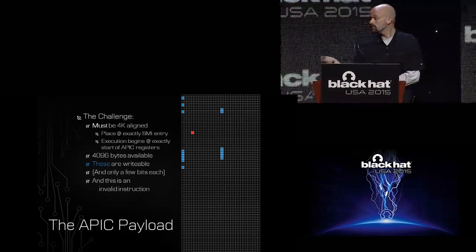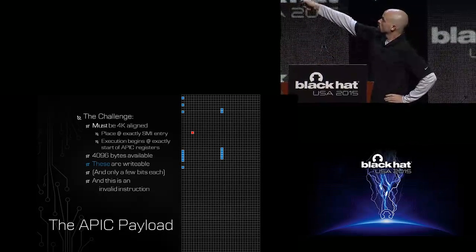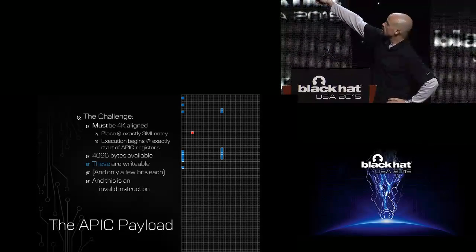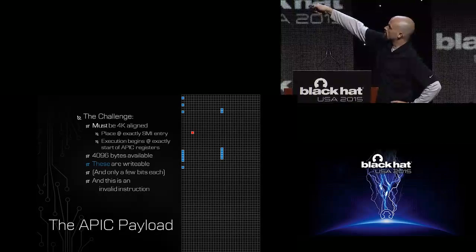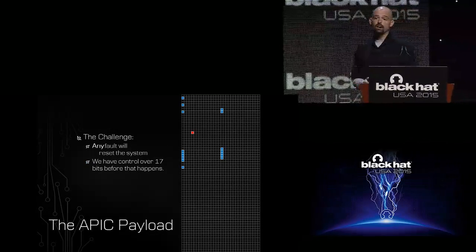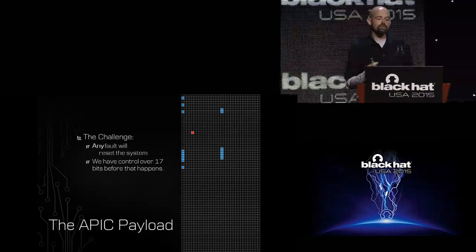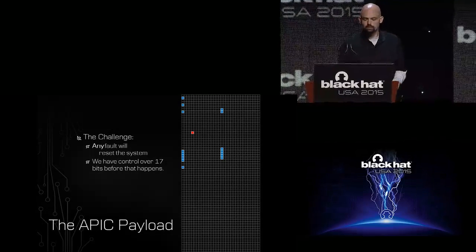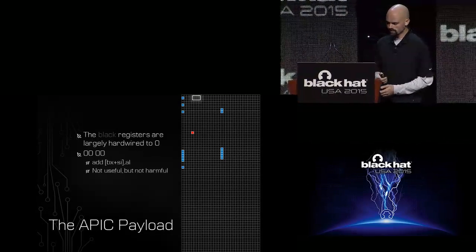Complicating matters, this is actually an invalid instruction. So the SMM is going to begin executing these registers from the top, but when it hits this invalid instruction, that's what we call triple faulting. It's going to reset the system. Our attack's over at that point. We have control over exactly 17 bits before that happens.